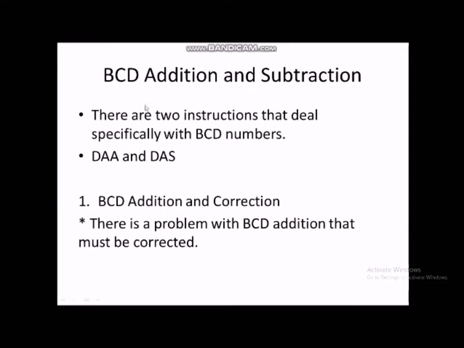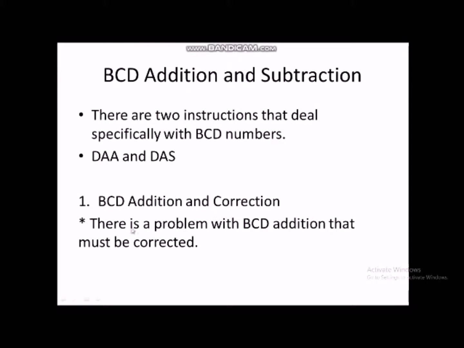Now, let's go to another very important topic regarding BCD numbers. We have BCD addition and BCD subtraction. There are 2 instructions that deal specifically with this. DAA and DAS are the 2 instructions in the 8086 microprocessor that handle BCD addition and BCD subtraction respectively. Now we're going to start with the first one, BCD addition and correction.